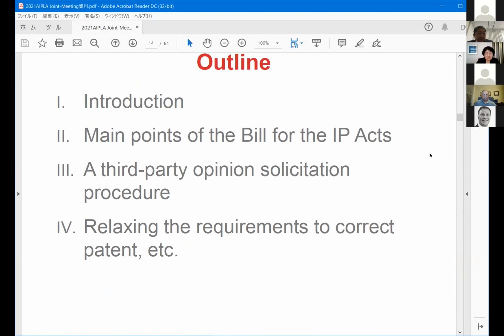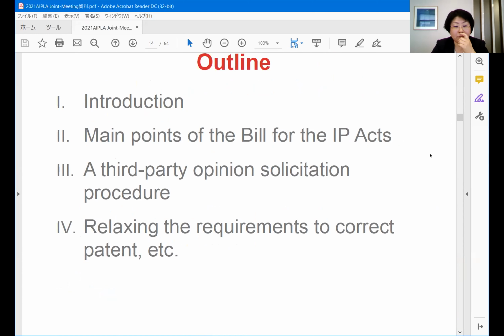This is the outline of my talk today. After this introduction, I will show you the main points of the bill for the IP Act. And after that, I will explain part of the revision, which is the third-party opinion solicitation procedure and relaxing the requirement to correct patents, etc.